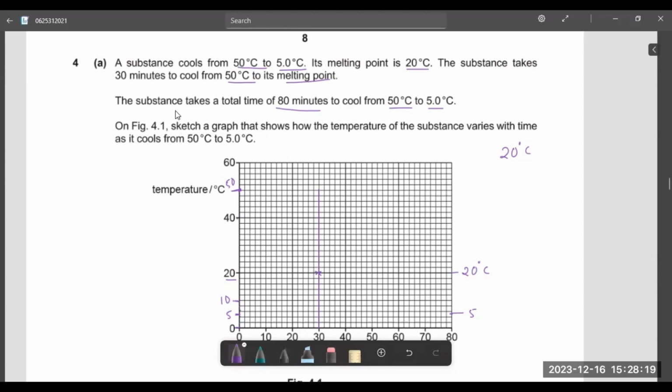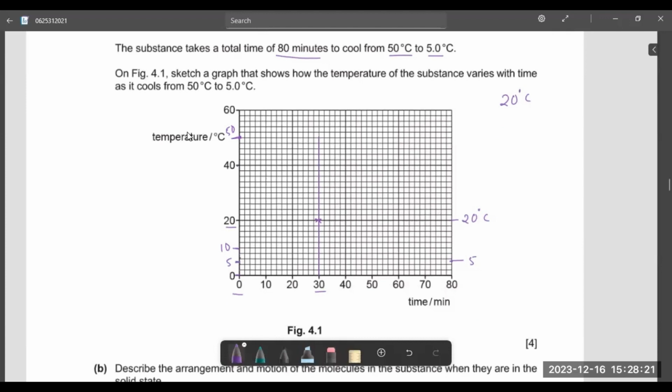So for the first 30 minutes it will reach 20. So the first point is here, that is 50. When the time is 30 it will reach 20. So the first line we will draw here.